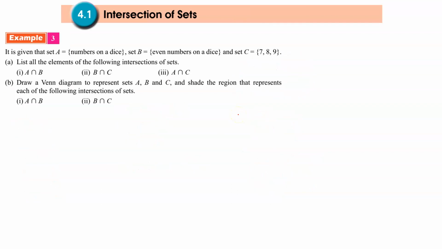Okay, example 3. It is given that set A equals numbers on a die, set B equals even numbers on a die, and set C equals 7, 8, 9. For part A, list all the elements of the following intersection of sets. It asks to answer A intersect B. So first we need to know the elements of all sets. Let's look at set A, numbers on a dice. The easiest is 1, 2, 3, 4, 5, 6.